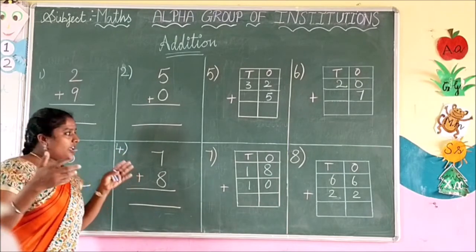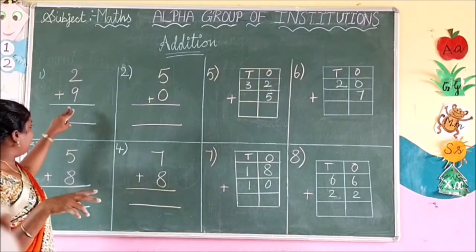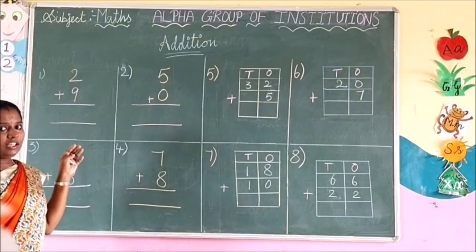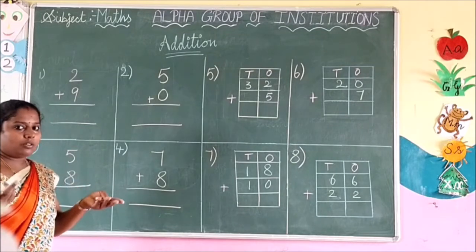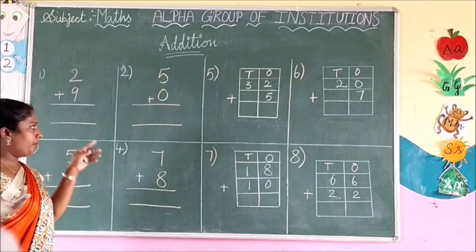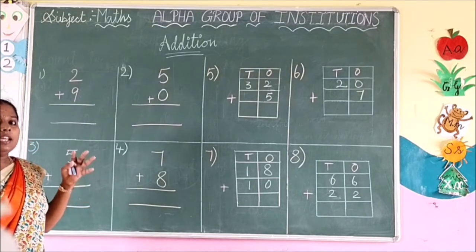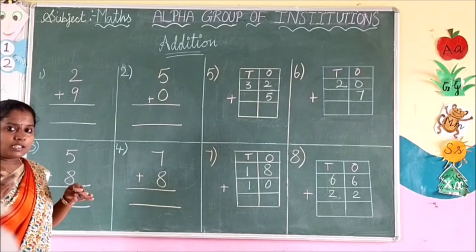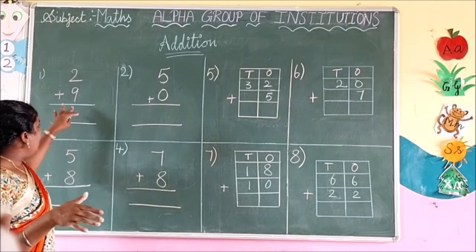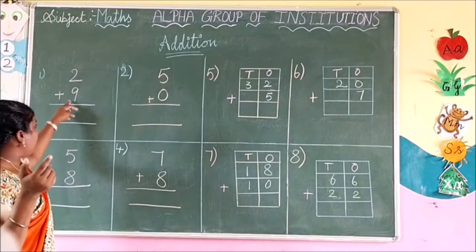You can take the bigger number in the mind and the smaller number on the fingers also. So the bigger number is what? 9. So 9 in the mind, 2 on the fingers. After 9: 10, 11. You can go either way, because this is addition. In subtraction, we have to check the highest number and the smallest number. Here, you can keep 2 in the mind or 9. So I am keeping 9 in the mind.